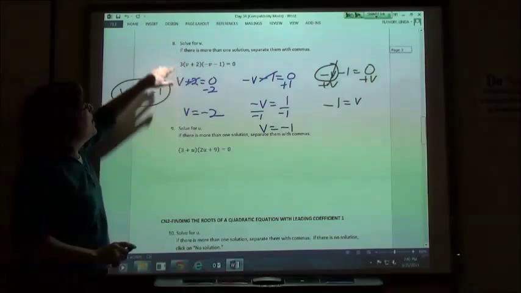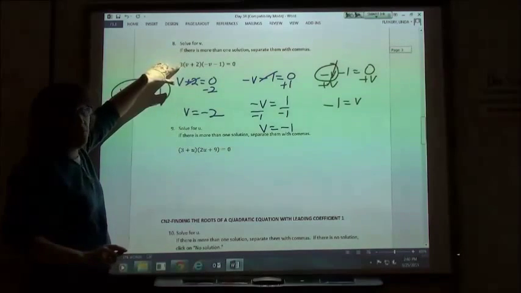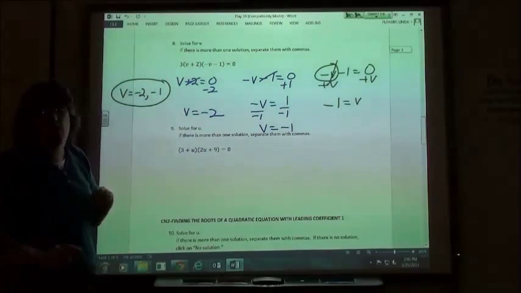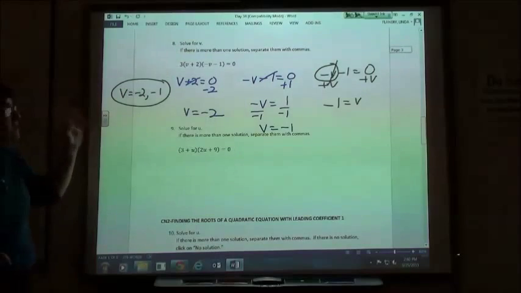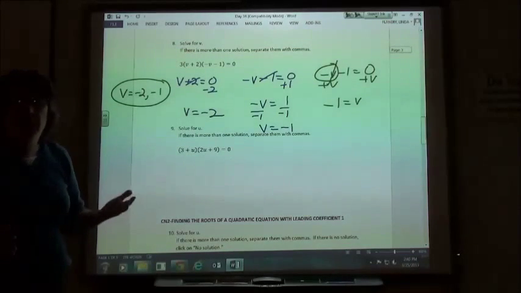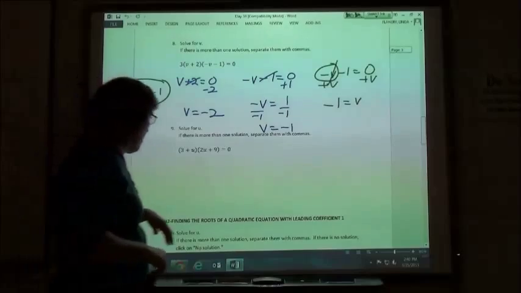Now, by the way, if there is a variable with that 3, then you do need to set it equal to 0 and solve it. So if it said 3v equals 0, you would then go ahead and solve that. You get 0.